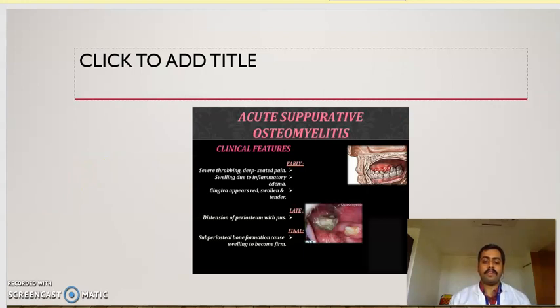Now, if we look into the clinical features: early, late, and final. In the early stage, it is characterized by severe, throbbing, deep-seated pain and swelling due to the inflammatory edema. Gingiva appears red, swollen, and tender. The late stage is characterized by distension of the periosteum with pus. The final stage is characterized by subperiosteal bone formation, causing the swelling to become firm.